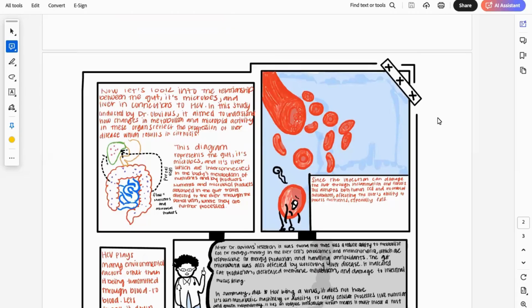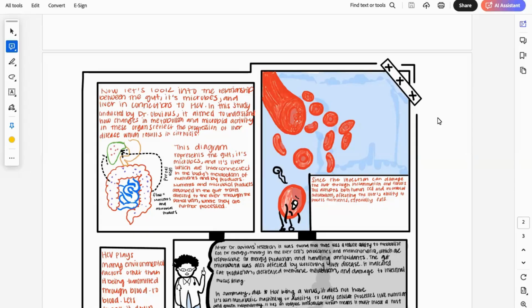Now let's take a look into the relationship between the gut, its microbes, and the liver in connection to HCV. In this study conducted by Dr. Obvious, it aimed to understand how changes in metabolism and microbial activities in these organs reflect the progression of liver disease, which results in cirrhosis.